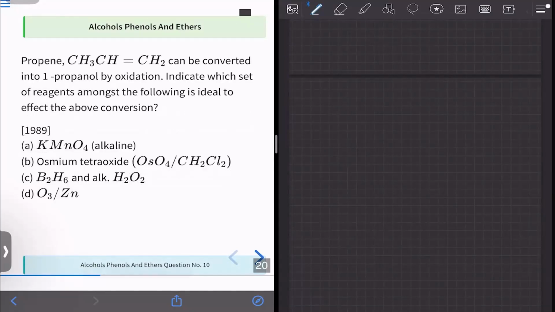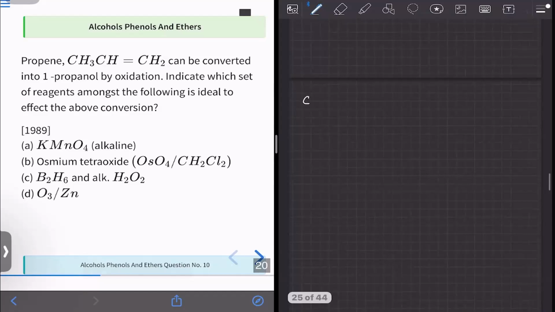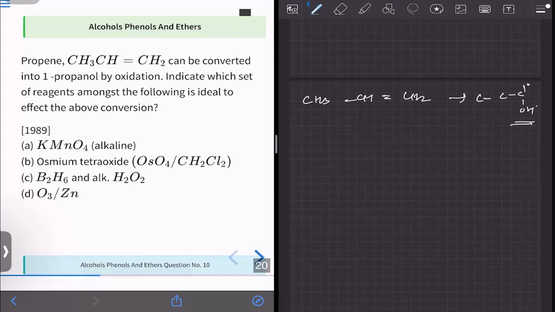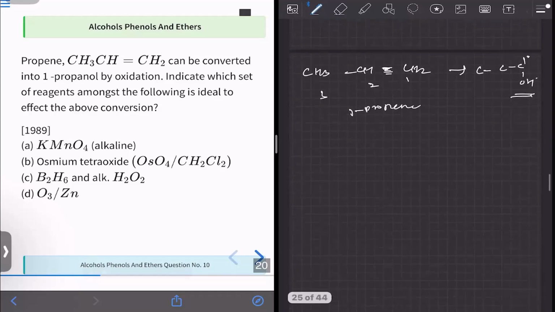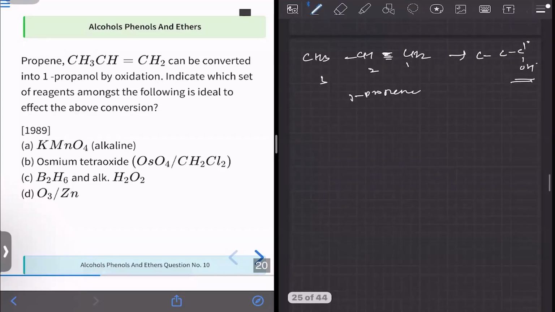Next one. Propene, CH3CH=CH2, can be converted into 1-propanol by oxidation. Indicate which set of reagents amongst the following is ideal to effect the above conversion. See, they are asking how propene is converted into 1-propanol. 1-propanol means the hydroxyl group is at the first carbon, and propene means the double bond is at the first carbon, so it is 1-propene. So they are asking which is the ideal reagent used for the conversion.